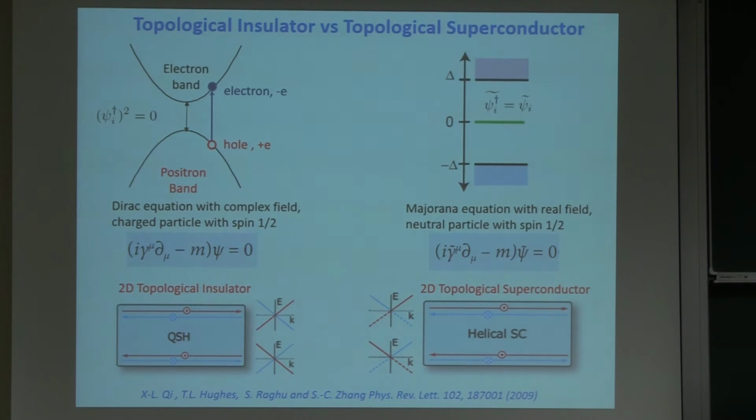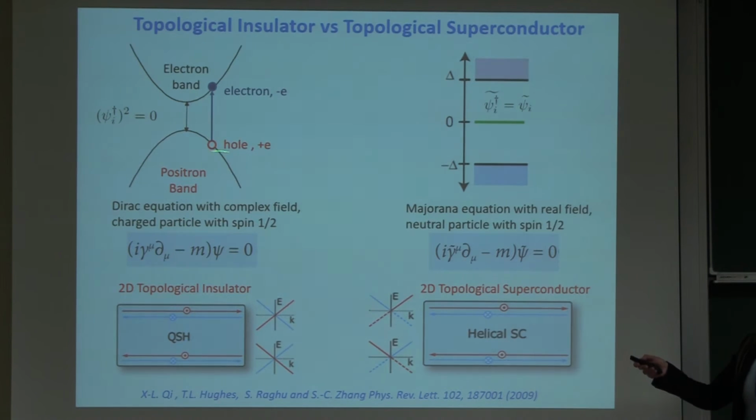Okay, so now, with one more slide, I can ask myself what's the difference between a topological insulator and a topological superconductor, and there is not so much difference in some respect. What Majorana asked himself is whether one can rewrite the Dirac equation, which has a complex field and a charged particle with spin 1/2.